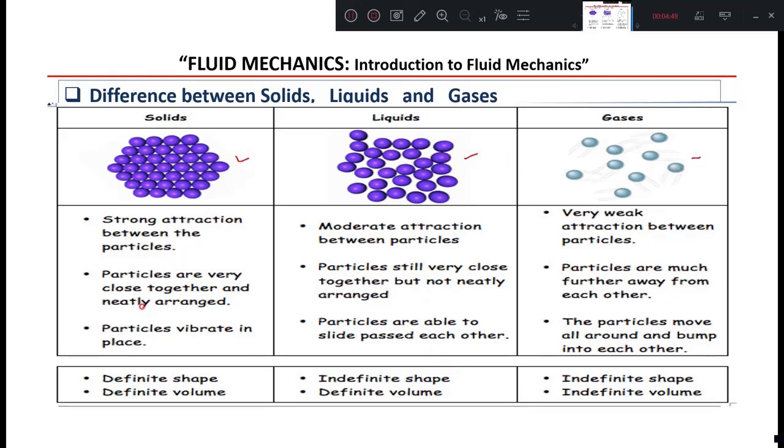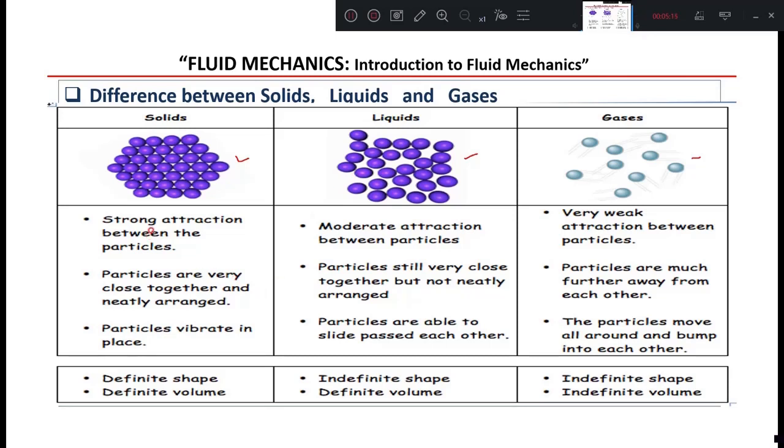So we can compare certain parameters, like the arrangement of molecules, the position of the molecules in the solids, liquids and gases, and the movement of molecules in the solids, liquids and gases. Like this we can make differences between the solids, liquids and the gases.